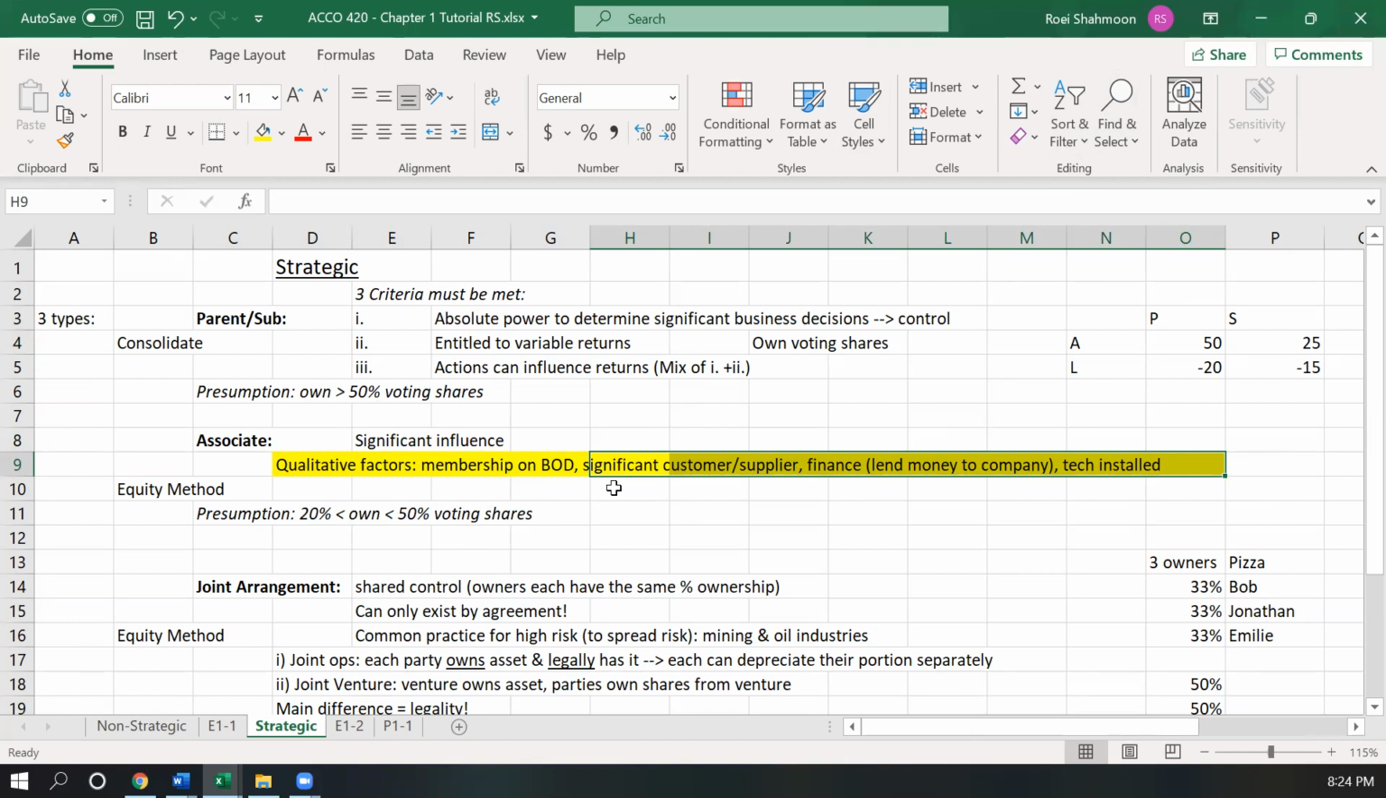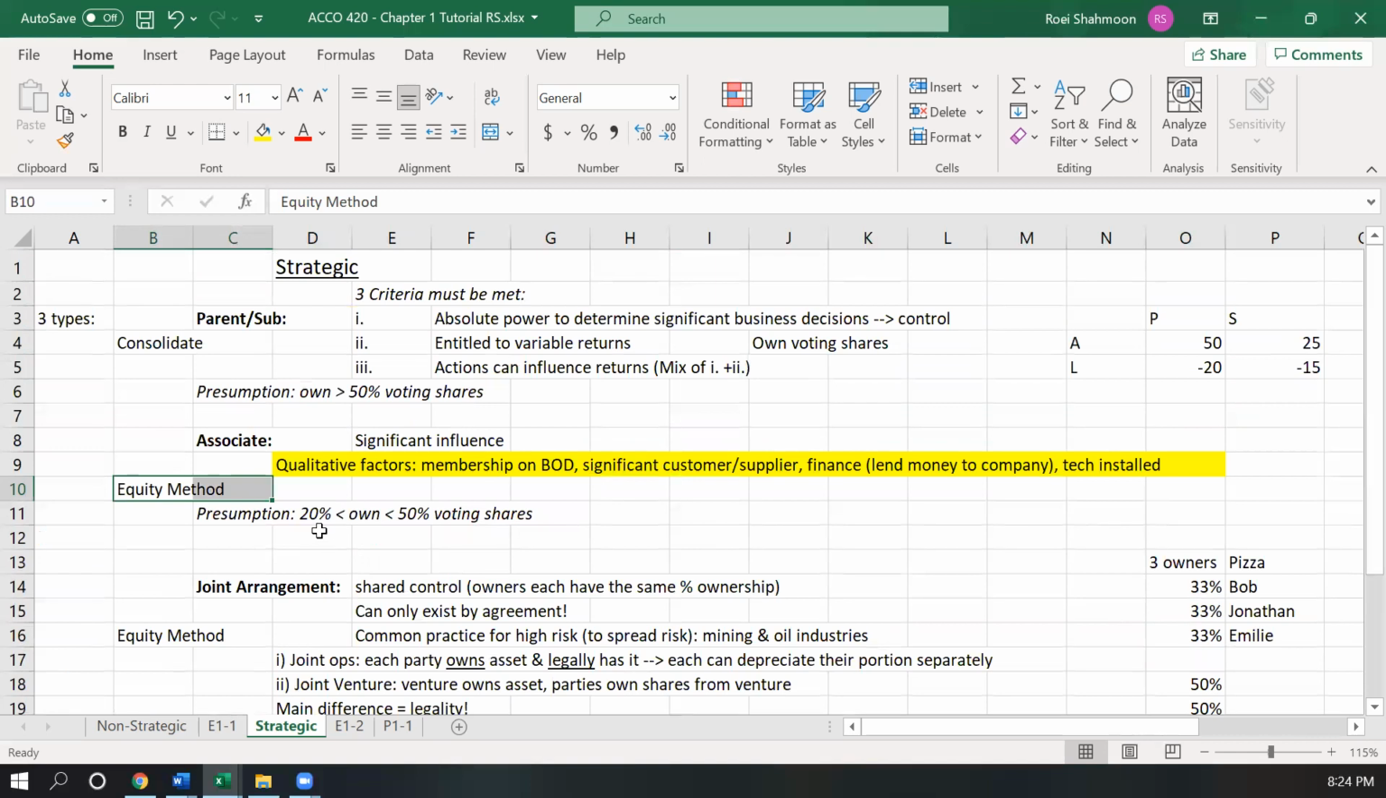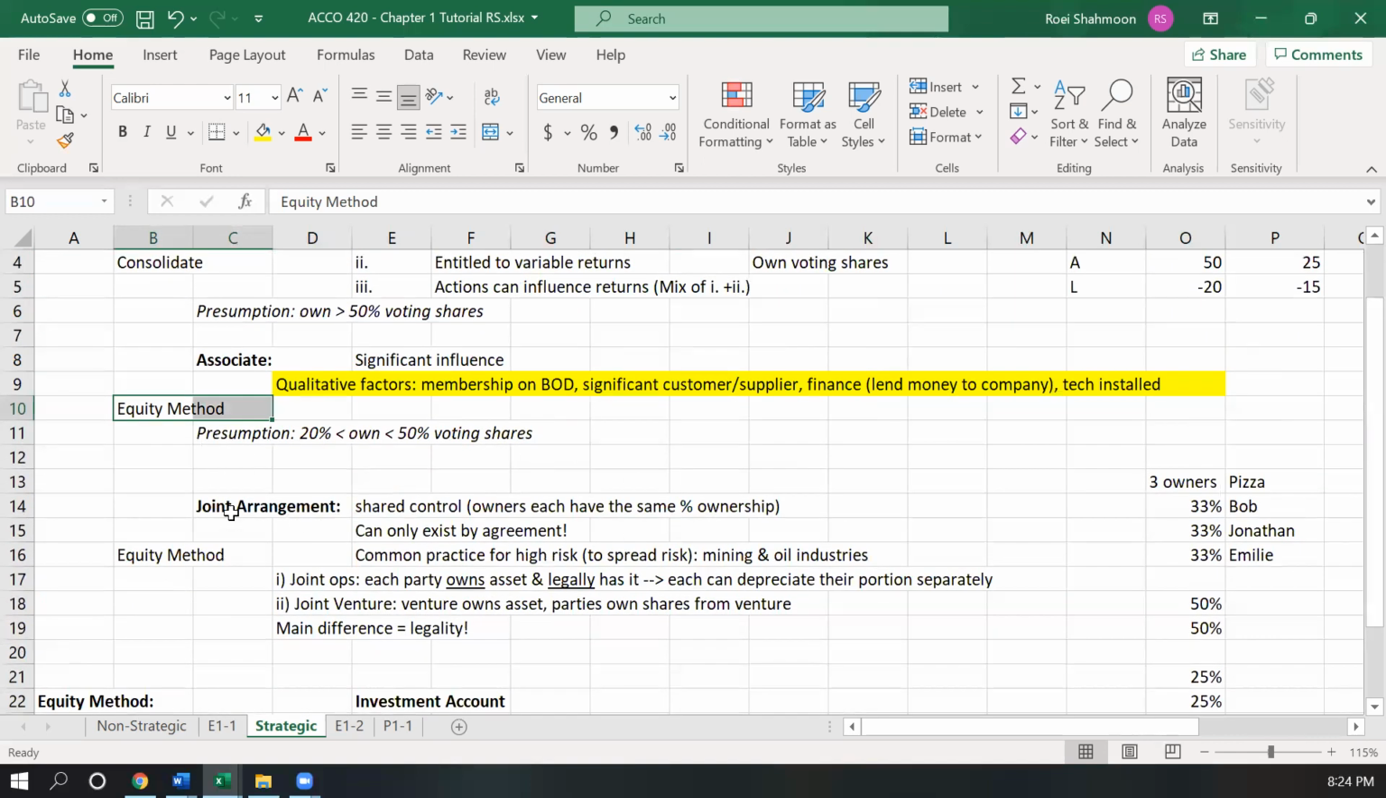And the way to account for this, how you're going to do the math, is using the equity method. We're going to take a look at that down here. I'll give a little example. But before that, let's do the joint arrangement.